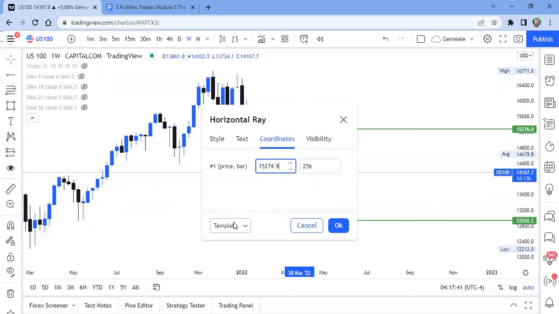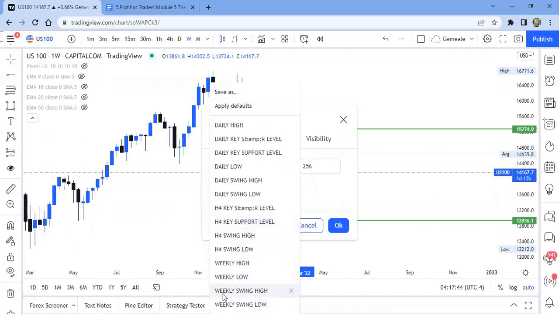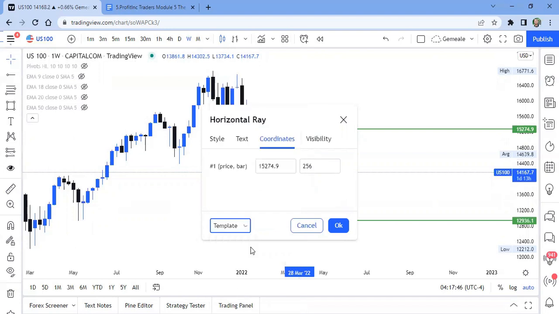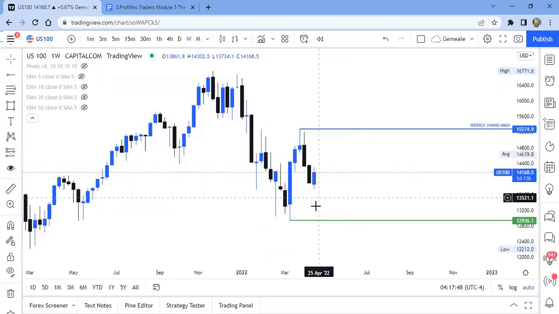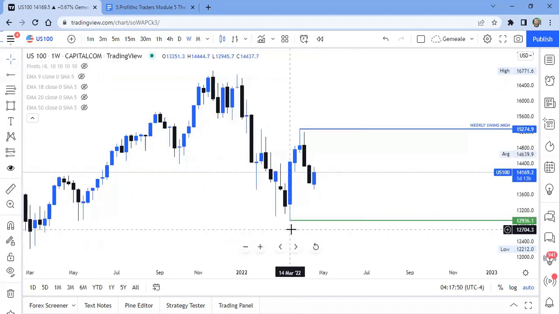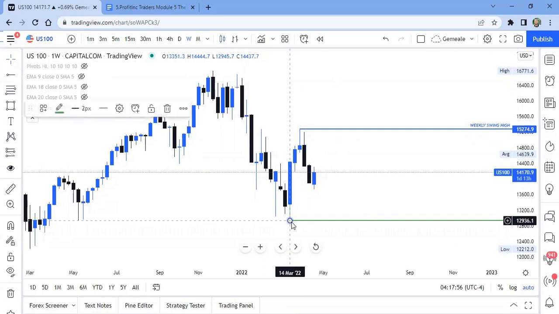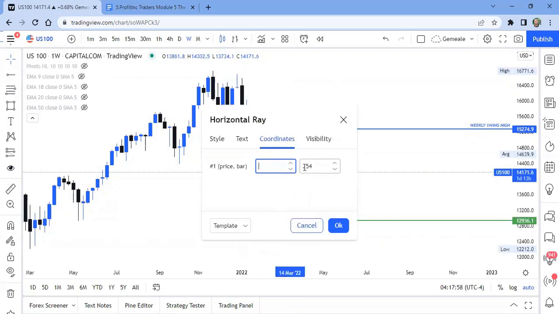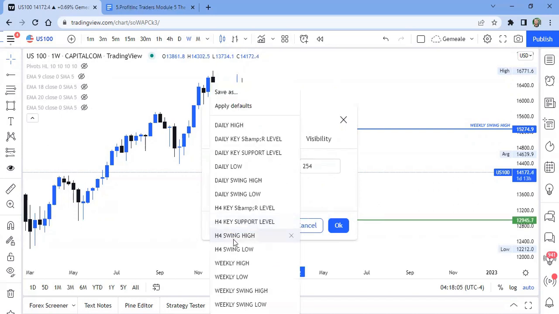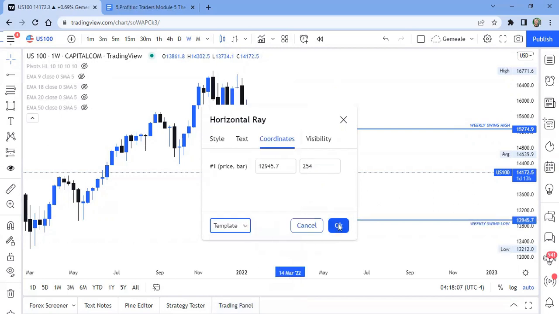15,274.9. That's the exact amount of my swing high. So I'm going to say weekly swing high. I'm going to label it there. Look at my swing low here. The low is 12,945.7. And let's call this our weekly swing low.